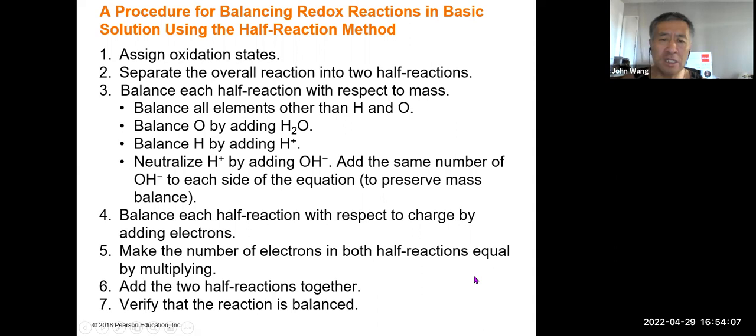And this is the procedure to balance the redox reaction in basic solution. As I said, everything is the same, except in step 3 you are adding one more step. Because if the reaction happens in basic solution, you don't want to see the H+, so you have to add hydroxide to turn the H+ into water. You can keep the hydroxide, and you will see what I mean.